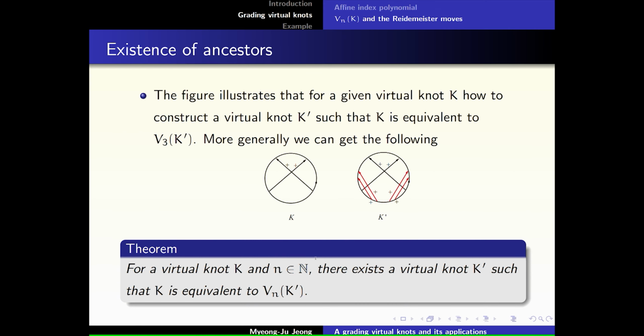Now we study V_n K. If K is a virtual knot whose Gauss diagram is given in this figure, then by adding two chords here and two chords here, you can see that K is equivalent to V_3 K prime. More generally, we can prove this theorem, saying that for any virtual knot K and any integer n, there exists a virtual knot K prime such that K is virtually isotopic to V_n K prime.